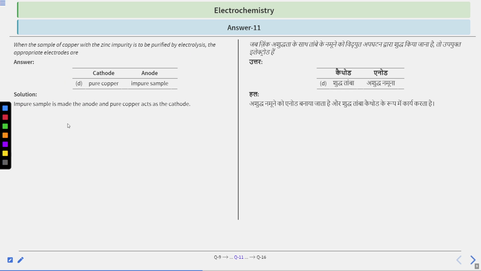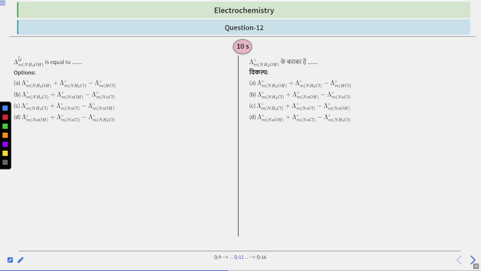Okay, let's move to the next question, that is question number 12. So lambda naught M NH4OH is equal to, options are: lambda naught M NH4OH plus lambda naught M NH4Cl minus lambda naught M for HCl; lambda naught M NH4Cl plus lambda naught M for NaOH minus lambda naught M for NaCl; or lambda naught M for NH4Cl plus lambda naught M for NaCl minus lambda naught M for NaOH; or lambda naught M for NaOH plus lambda naught M for NaCl minus lambda naught M for NH4Cl. So you have to choose the correct option, which will be equal to lambda naught M for the NH4OH molecule. You have 10 seconds to solve this question. After that, we will see the answer.